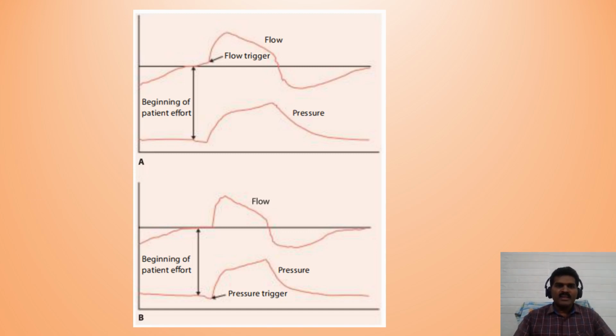So there are two waveforms, beginning with the patient effort. The first graph is showing the flow pattern, the second graph is showing the pressure pattern. A certain pressure is reached, a certain flow is reached, then the flow starts. When the pressure is lowered to a particular point, then the flow starts. Beginning of patient effort here, and then pressure is lowered, then the flow starts. Pressure increases, reaches a maximal point, and then comes down.